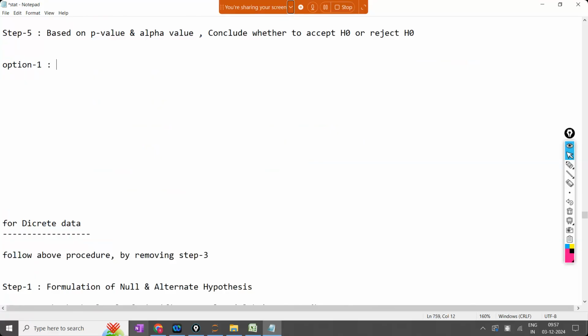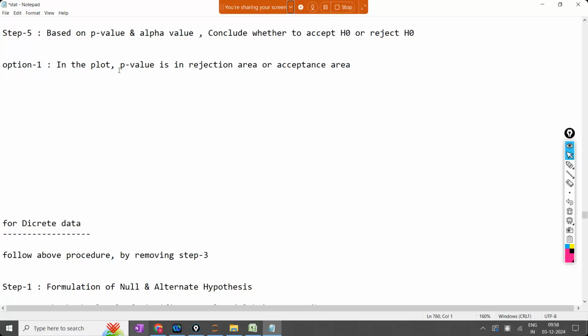Option number 1: go to the plot and observe where the p-value is. Is the p-value in the rejection area or the acceptance area? Based on this, you can conclude. If the p-value is in the rejection area, reject the null hypothesis. If the p-value is in the acceptance area, accept the null hypothesis.